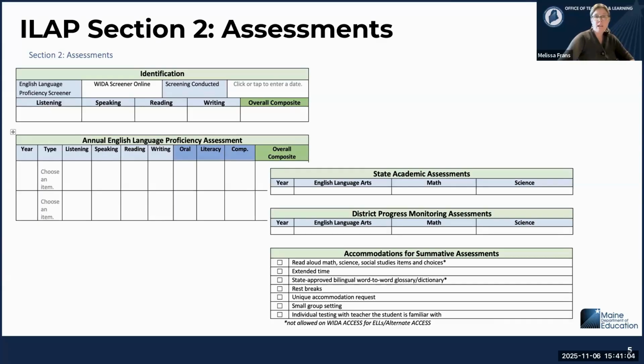I'd like to invite you to go ahead and think about what progress monitoring tools you're using in your schools to track multilingual learners' academic and linguistic growth beyond the annual ACCESS or Alternate ACCESS assessment. What are some progress monitoring tools you're using?